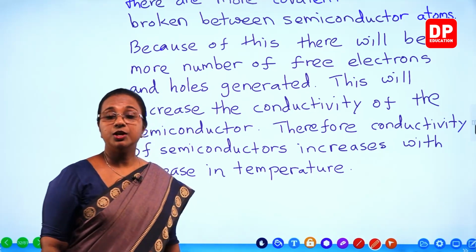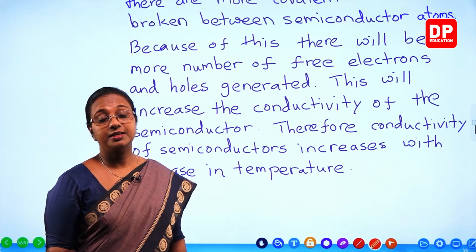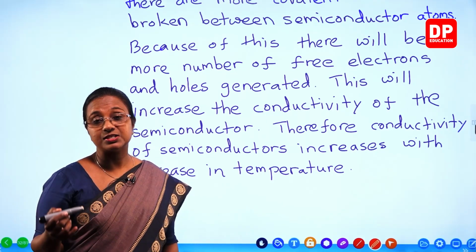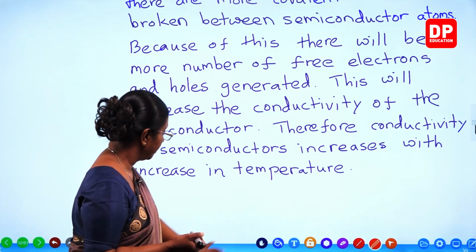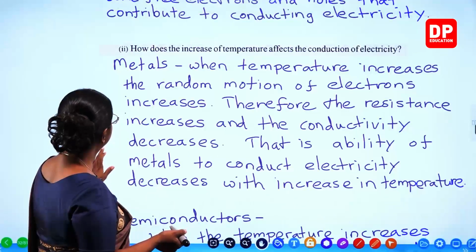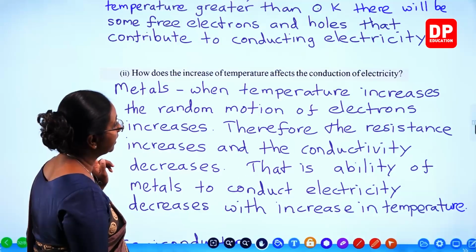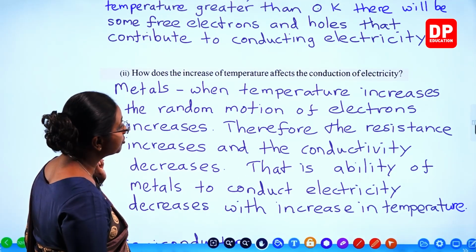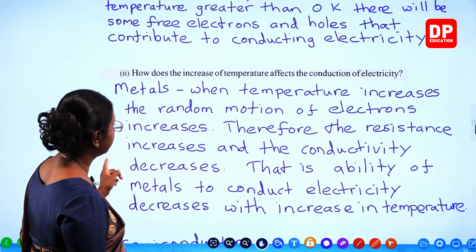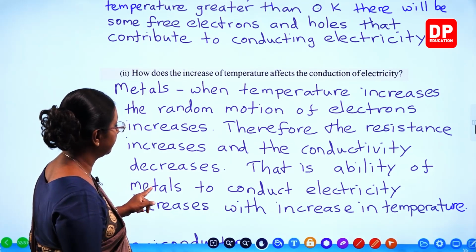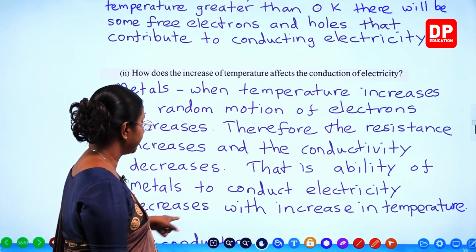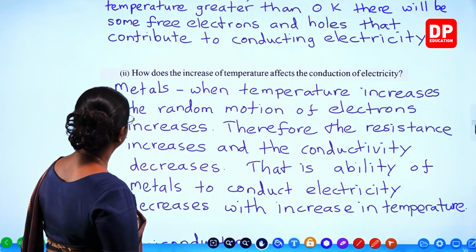So conductivity of metals decreases with increase in temperature. Conductivity of semiconductors increases with increase in temperature. So that is the explanation. I have given it separately for both. In metals, when temperature increases, the random motion of electrons increases. Therefore, the resistance increases and the conductivity decreases. That is, the ability of metals to conduct electricity decreases with increase in temperature.